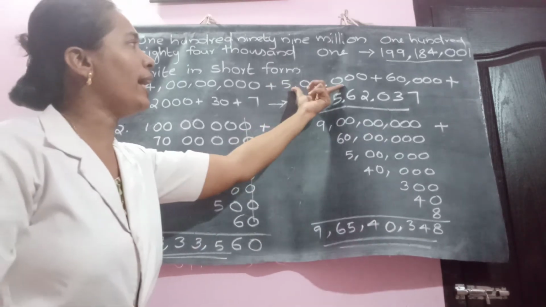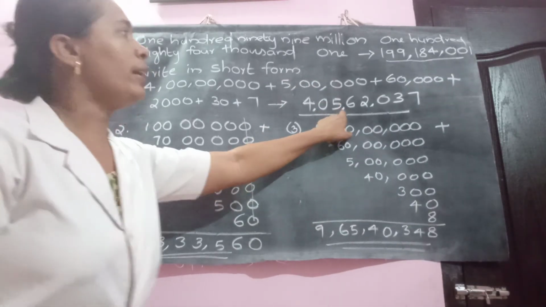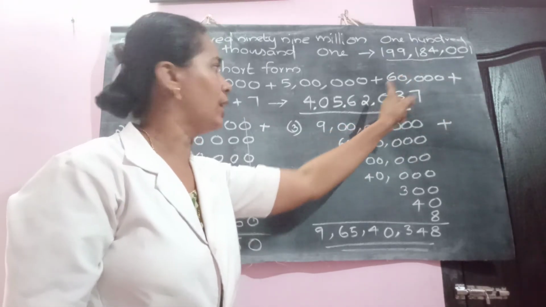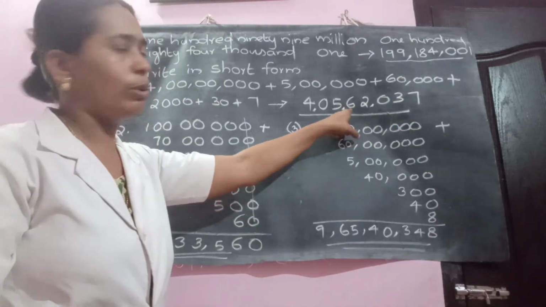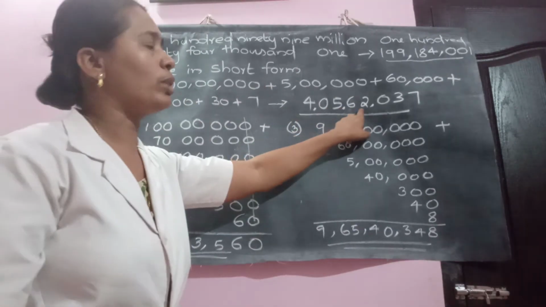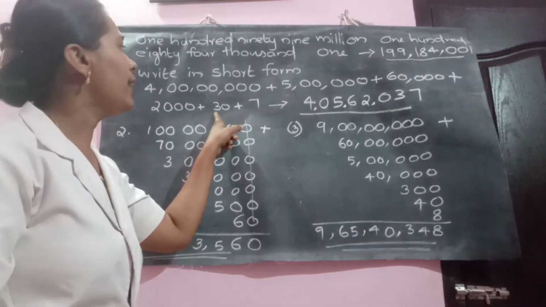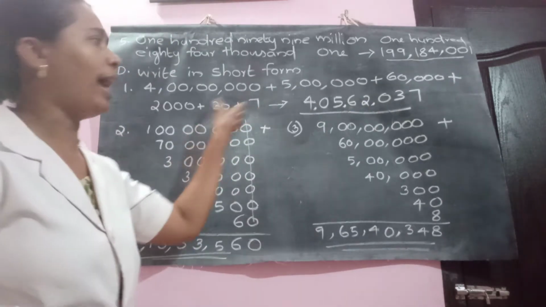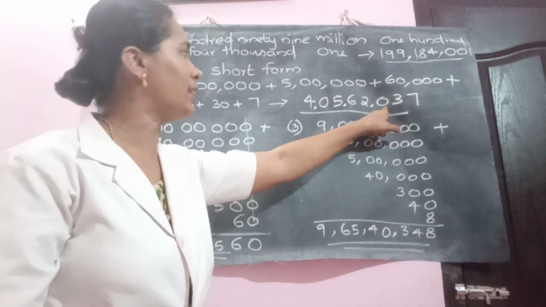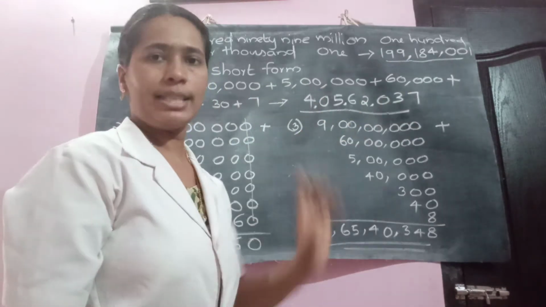Then 5 lakh is given. So, the teacher wrote 5 here. Then comma. Then from here, 60,000. So, 10,000 is given as 6. So, the 10,000's place you can fill by 6. Then 2,000, the 1,000's place you can fill by 2. Comma. Here the 100's place is missing. So we have to fill the 100's place by 0. Then 30, enough, and from the last, 7 itself.